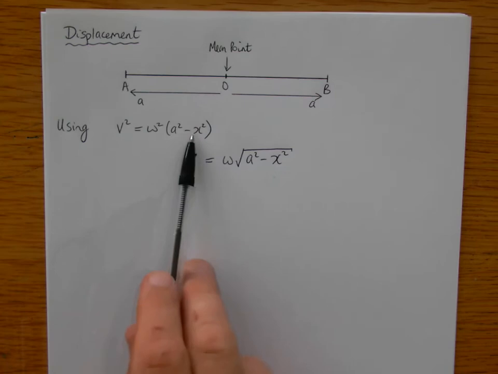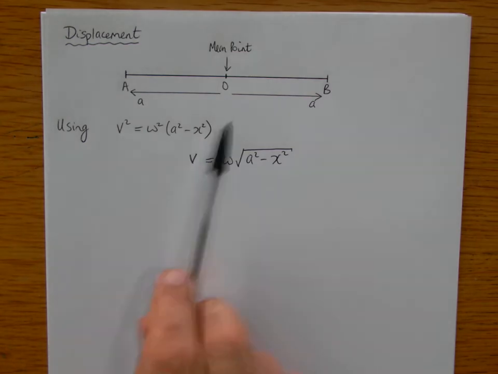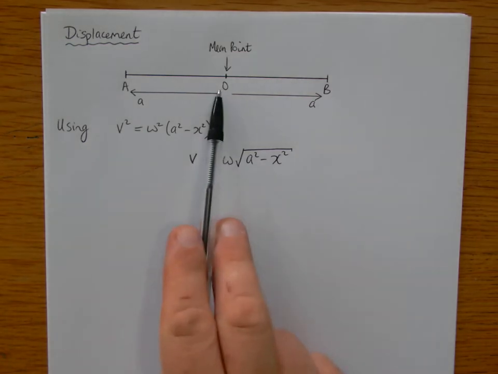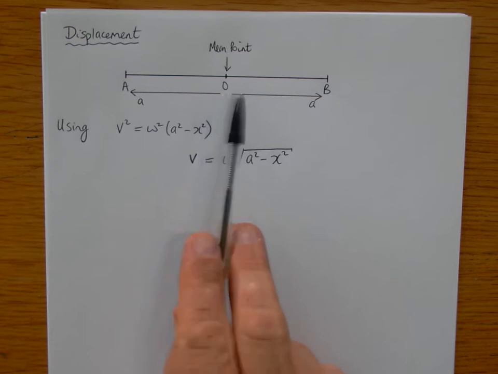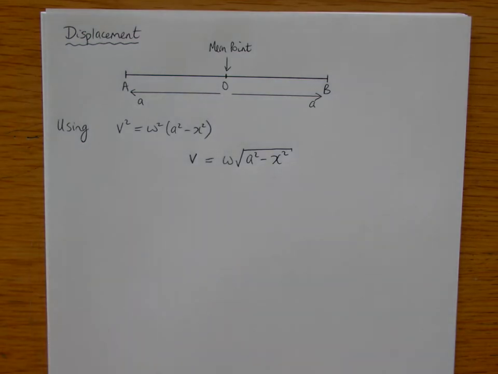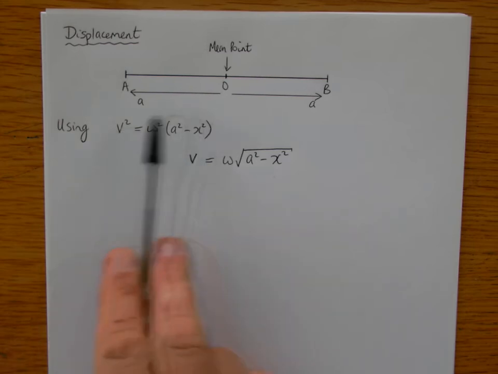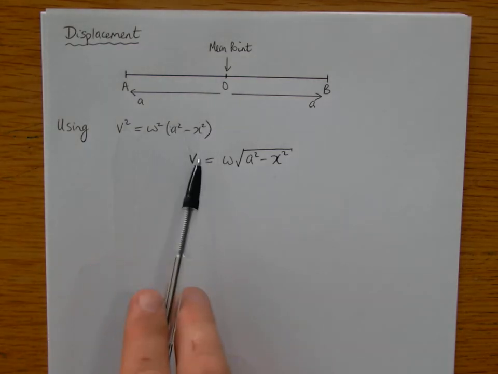Now x is measuring its displacement from the mean point, yeah? And we might want to know where it is at a particular point, or how far it's travelled. For that we need an expression for displacement as well, okay? Now we can get that from this derivation here. So we'll rewrite it like this.